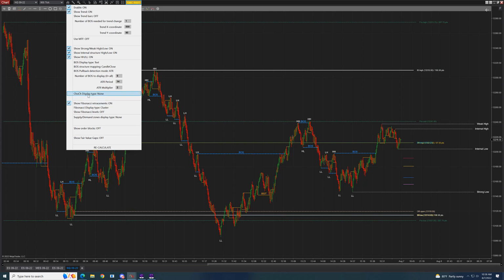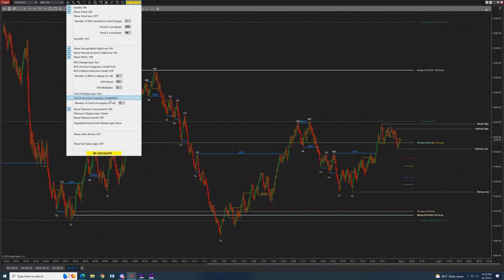Do I want text and time frame? Do I want none? Some people might just want none. They don't want the change of character. They just want the breaks of structure. Something to consider. I think these can only add value as you see those changes of character. So line only or text is probably just fine. Again, remember, if there's not room, it'll take the text off until it can find a spot where it can fit it. On the structure mapping here, again, you can do candle close if you prefer.